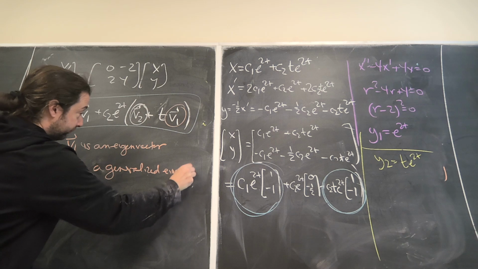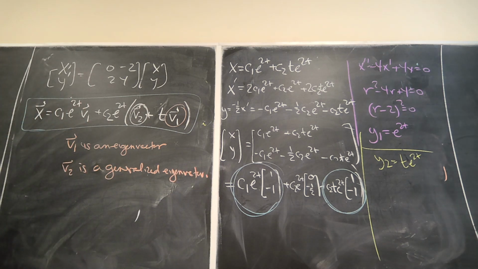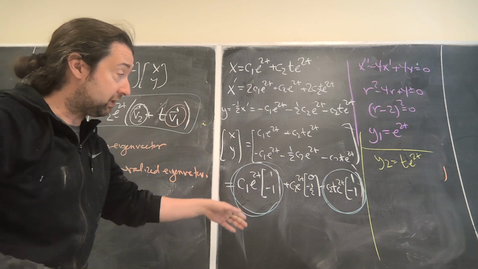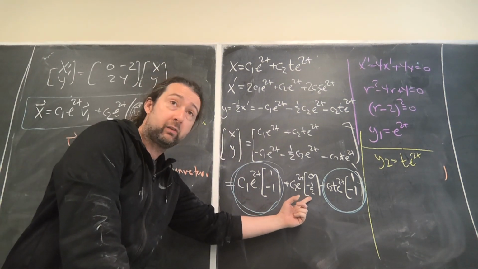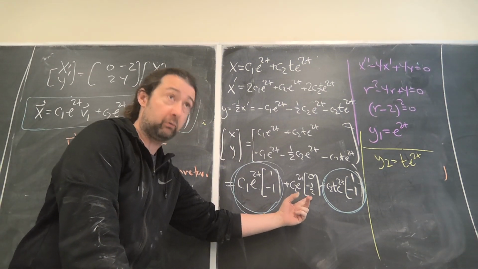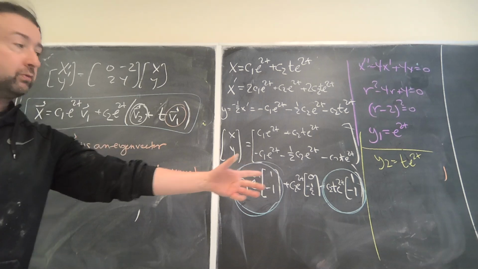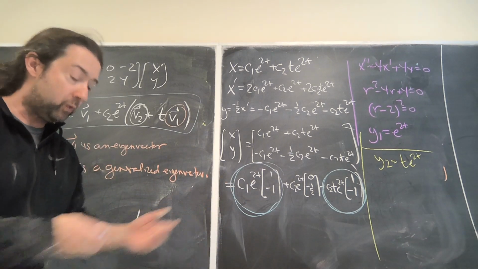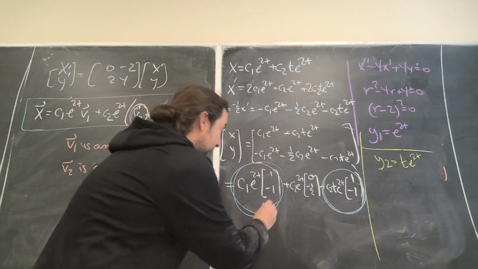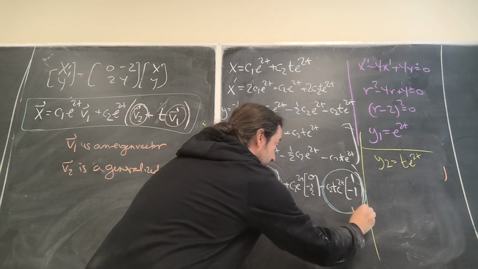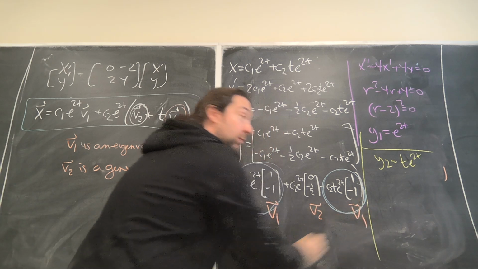So, in the setup that we did right here, we got the answer as a consequence of all this algebra that we did, right? We wrote down the answer, we multiplied a bunch of matrices together, and when we were done, we could see v1 and v2. We can just read them off.